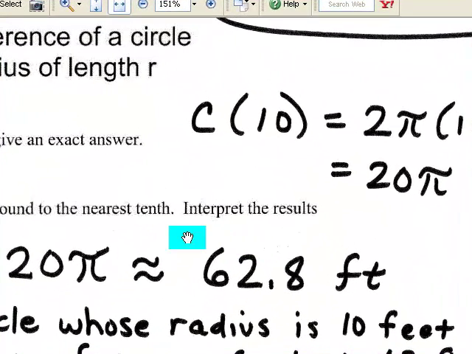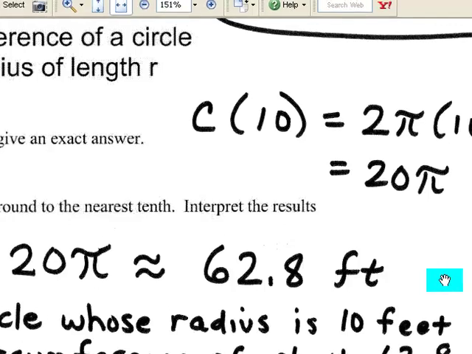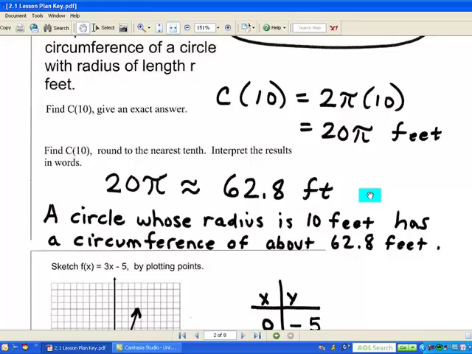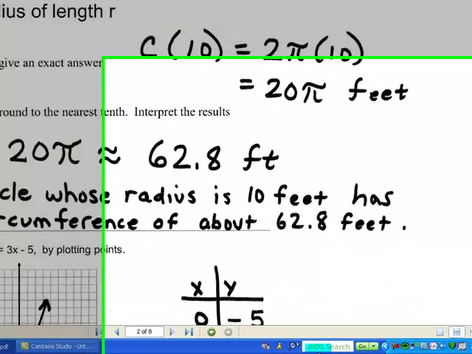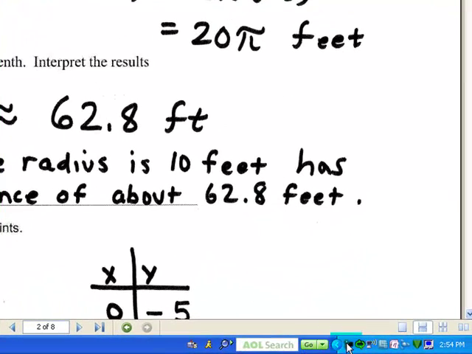So what I did is I took 20 times pi using a scientific calculator, and I got the answer 62.8 feet approximately. So what this means is if a circle has radius 10 feet, then the circumference of that circle, if you walked around the circle, you'd be walking approximately 62.8 feet. And we'll stop this lesson right here, and I will continue with another Camtasia production.